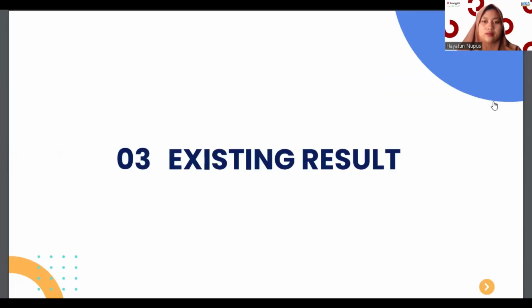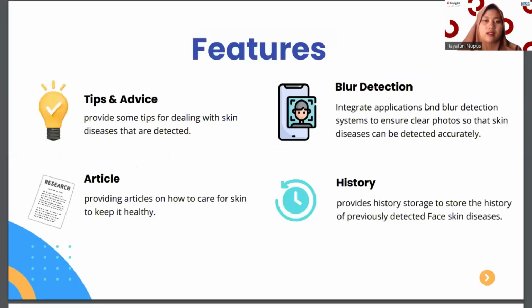Existing result. This app offers 4 main features. Tips and advice to provide advice on dealing with skin disease. Blur detection, to ensure the source photo is clear for accurate detection results. Article, they provide articles on skincare. History, to save the history of previous facial skin disease detection.